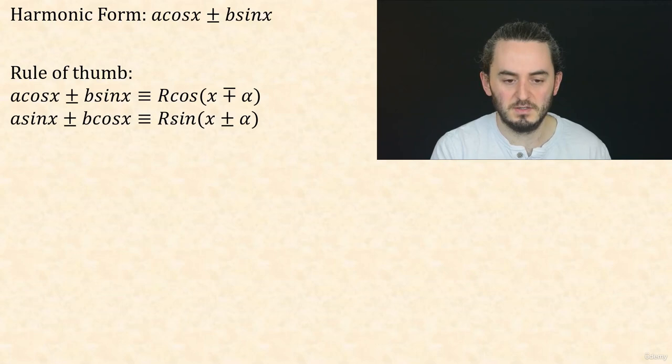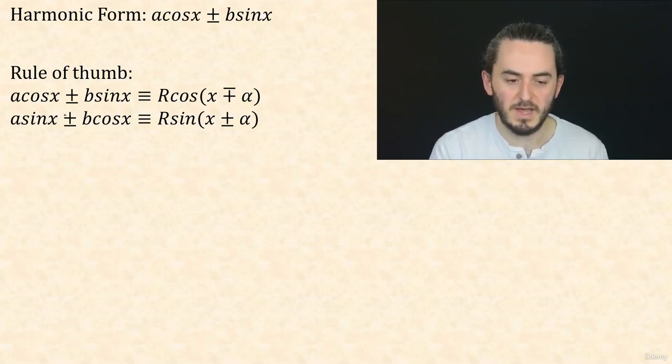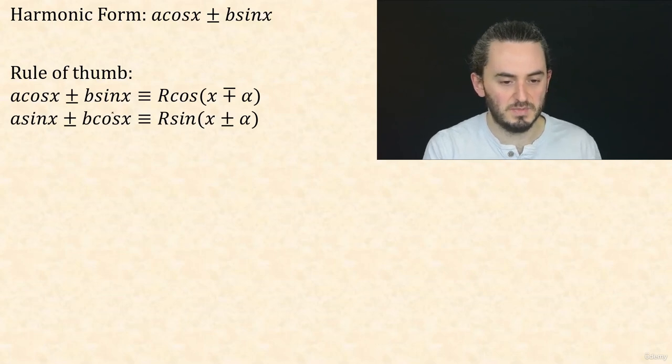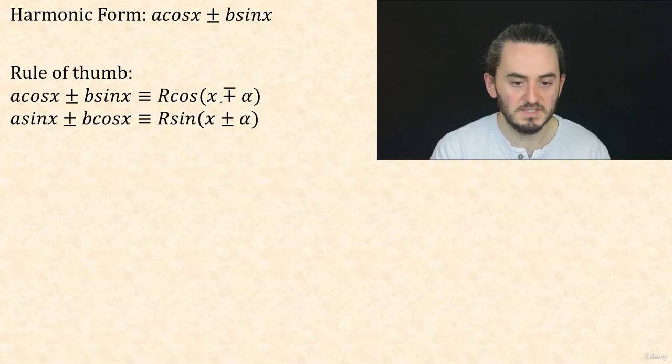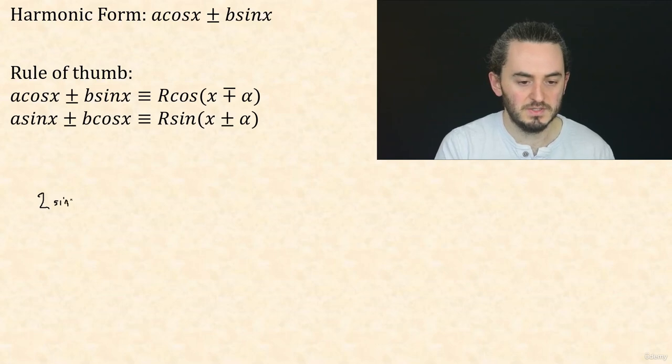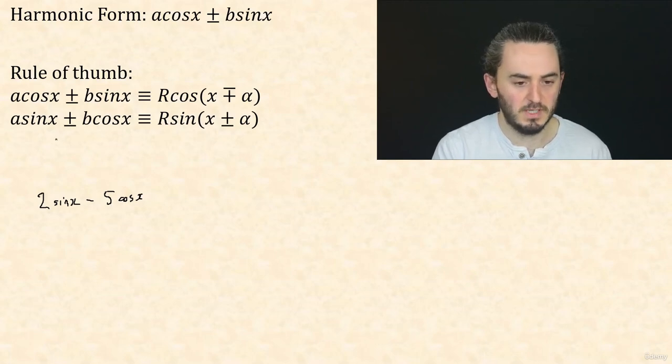Equally, if you want an r sine alpha form, which is what we just did in the previous page, well, then they match up. If you've got a sine x plus b cos x, then you'd have a plus alpha here. And if you follow this rule of thumb, it will always ensure that you get a value of alpha which is actually between 0 and 90 and a positive r value, and that it all works. So for example, if I had 2 sine x minus 5 cos x, well, what's the form I'm going to go for? Well, it's this form.